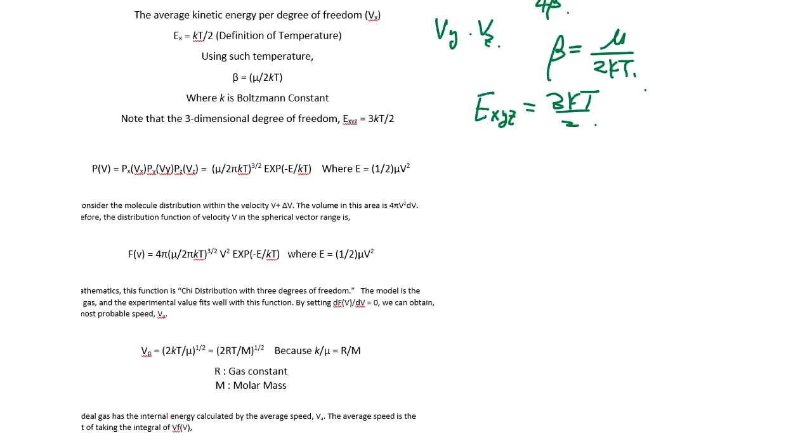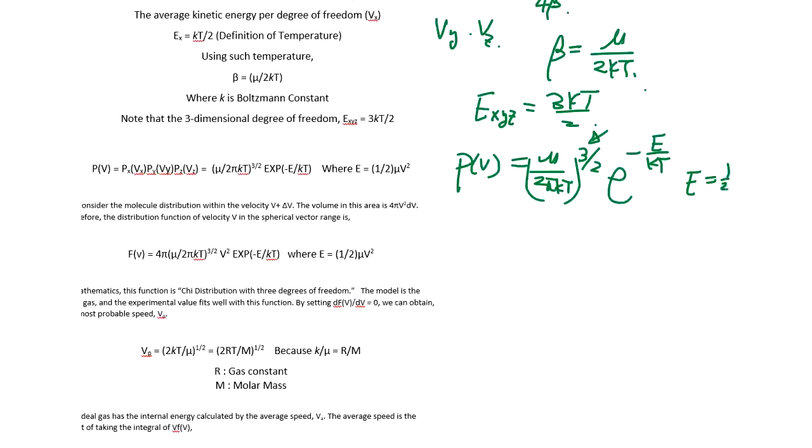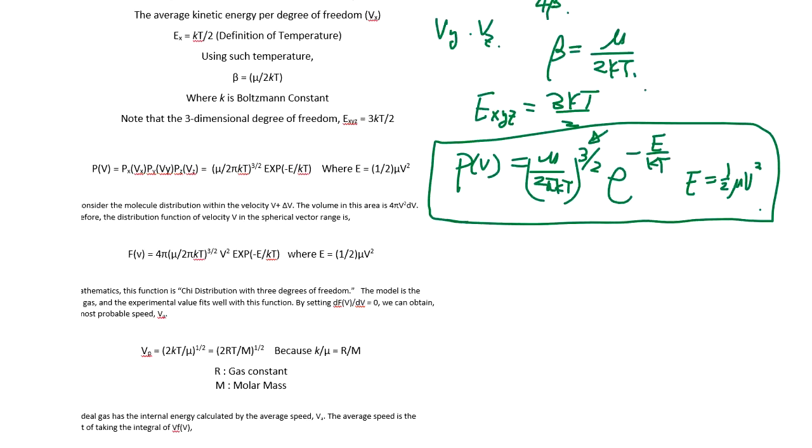Using this, the distribution of velocity is going to be (1/2 pi kT) to the 3 degrees of freedom, right? Exponent minus e over kT. Looks familiar. What is e? It is 1/2 m V square. Okay, so this is the distribution function of the molecules freely flying around in the ideal gas.